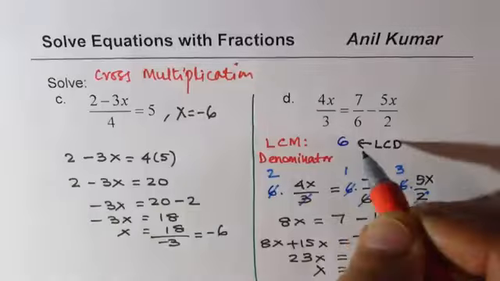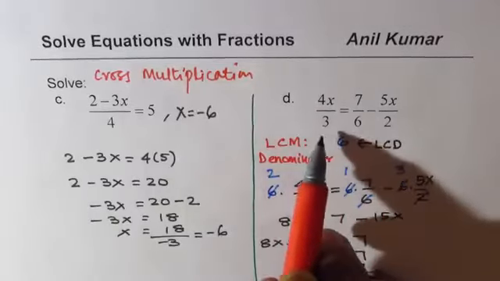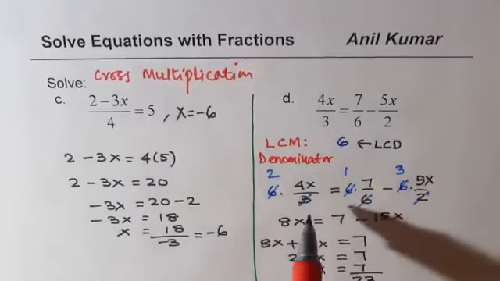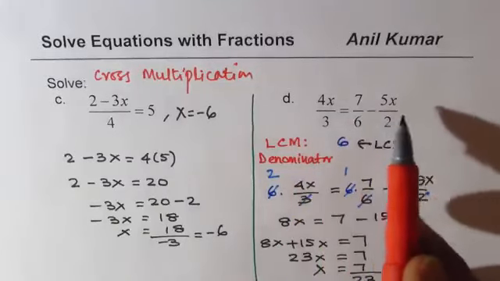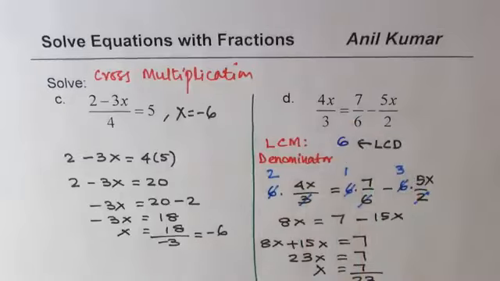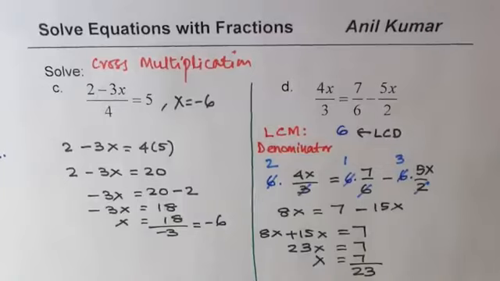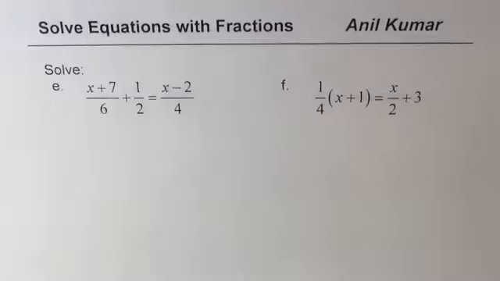And then in D, we found the lowest common denominator, which is actually the lowest common multiple of the denominators. Multiplying the same gets rid of the denominator. And then you can solve as shown here. So I hope the strategy is absolutely clear. Let's move on and take up the rest of the questions. Now I would like you to pause this video, apply the right strategy, and then solve.